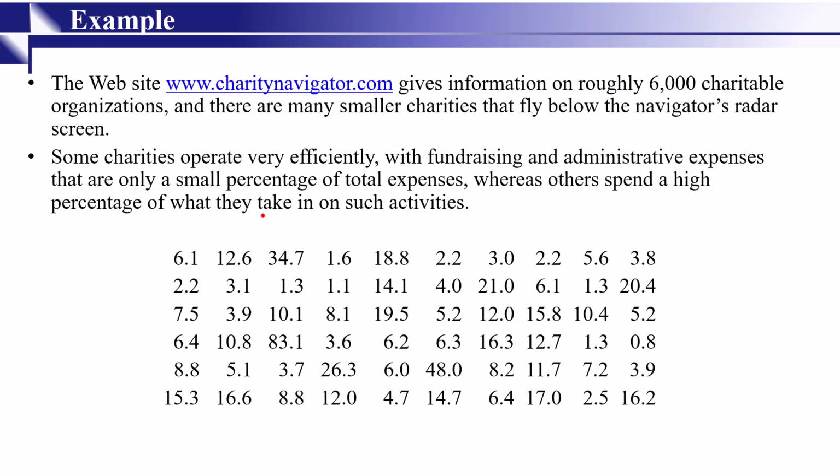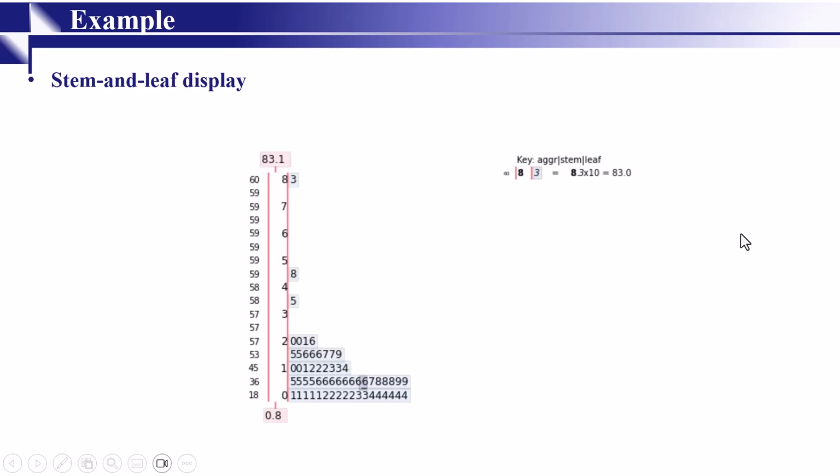So here is data of fundraising expenses as a percentage of total expenditure for a random sample of 60 charities. Without any organization, it is difficult to get a sense of the data's most prominent features. Just by looking at these 60 data points, we cannot understand anything, and you can imagine millions of data points. So we should go for graphical presentation. Here, we can see one of the descriptive statistical tools. It is named the stem and leaf display.